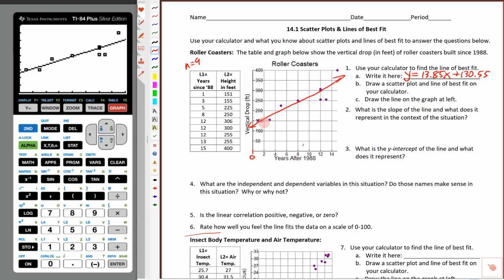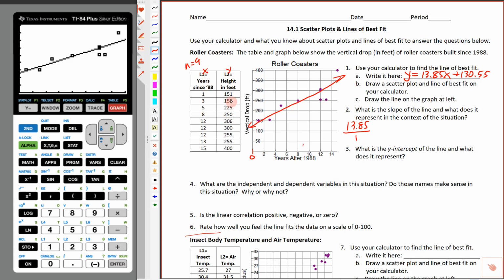Okay, now it does want you on these other problems to figure out what the slope and the y-intercept represent. Remember, the slope is positive because there's a positive correlation between these. As the years go by, we get taller and taller roller coasters. When we're thinking about slope, this is 13.85 over 1. You might think about, we put y's on the top and we put x's on the bottom. So think about, this is the x and this is the y. This is years and then this is feet. So that's the hint I'm going to give you.